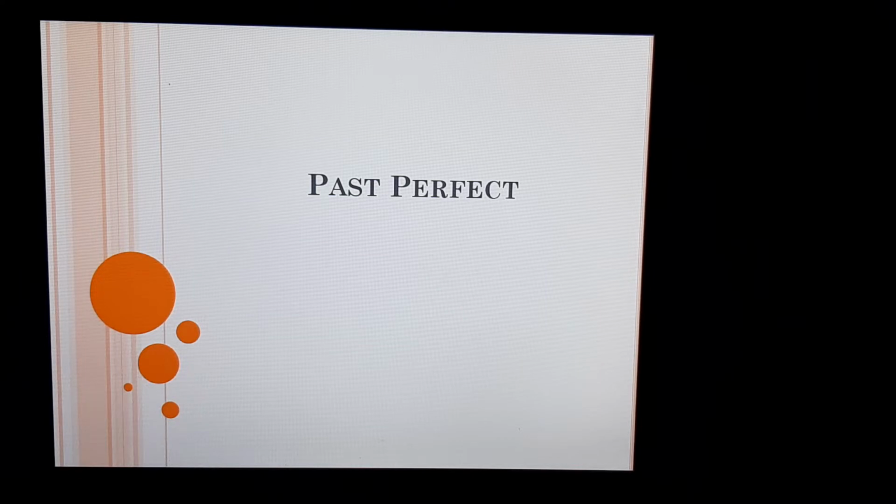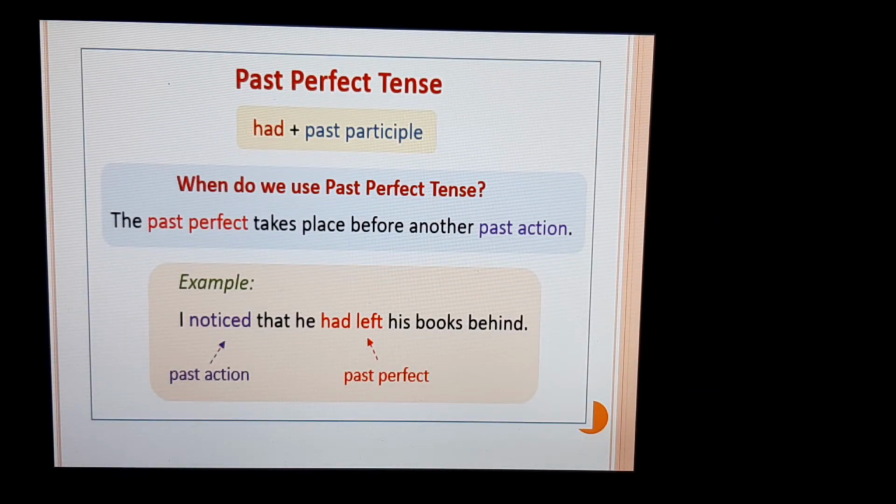Our lesson is called Past Perfect. What is the past perfect? The past perfect is when I have two verbs. Two of them happened in the past, but one of them happened before the other. Okay, so I'm talking about two verbs.